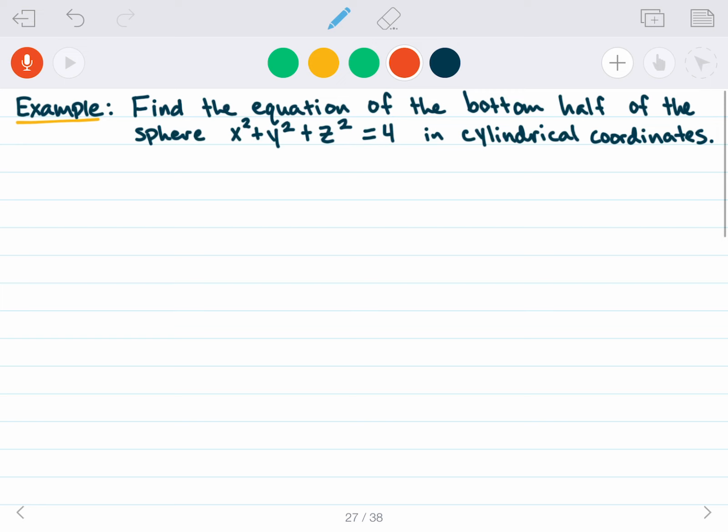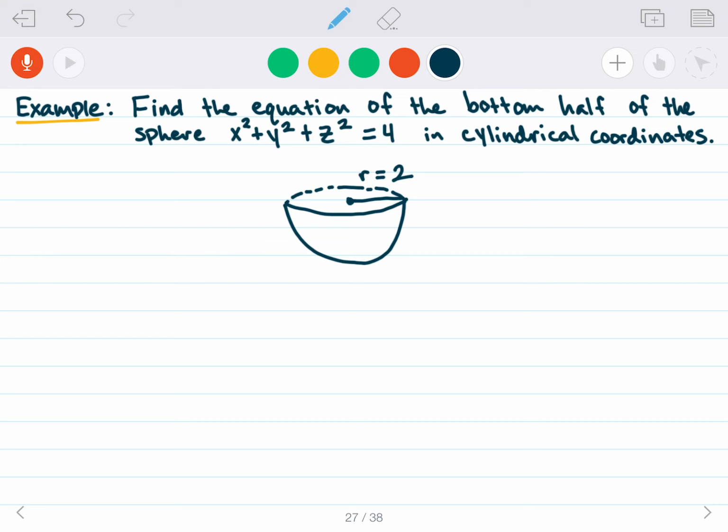Okay. Now let's go ahead and use our identities to find the equation of the bottom half of a sphere in cylindrical coordinates. So we are interested in the bottom half of a sphere, so maybe something that looks like this. Okay, so there's the bottom half of our sphere, and it has a radius of 2, and it's centered at the origin.